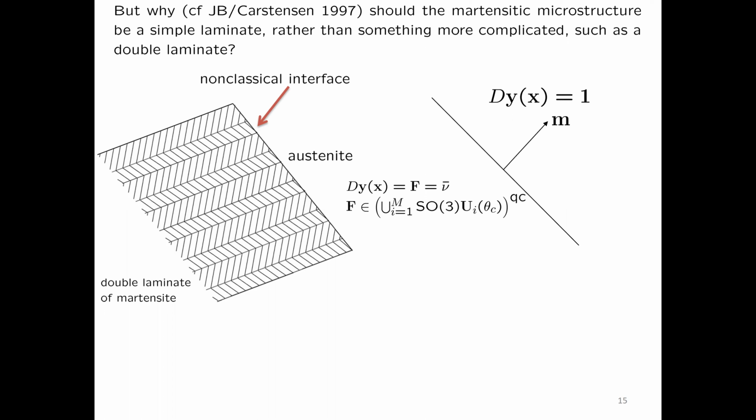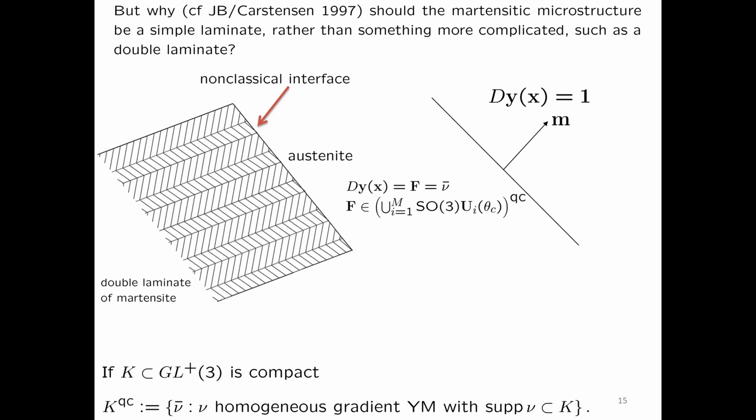And the F would belong to the so-called quasi-convexification of the martensitic energy wells. The quasi-convexification of a set is done in the same way as a convexification of a set is done, except we use quasi-convexity instead of convexity. So there's the actual definition: it's the centers of mass of a homogeneous gradient Young measure which has support in K. Homogeneous means it doesn't depend on x. So that's for a compact subset of matrices.